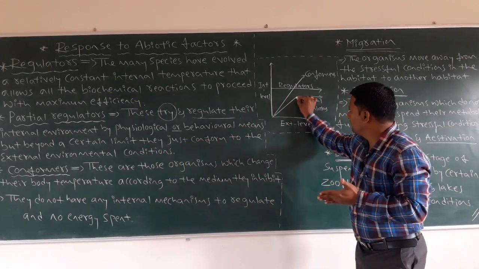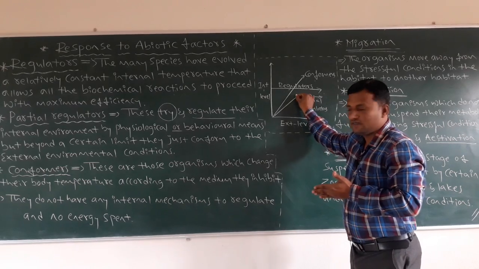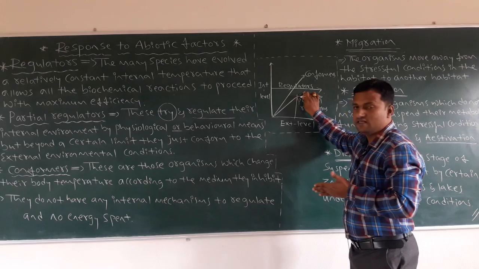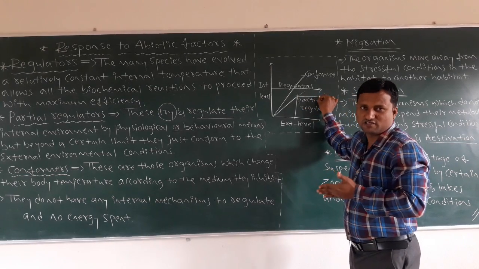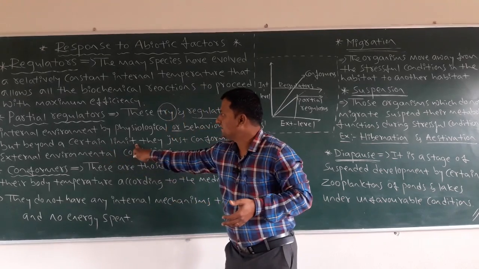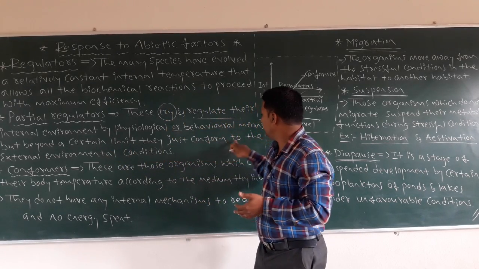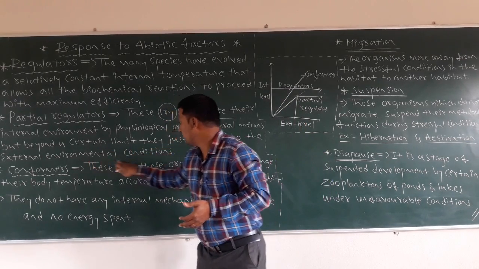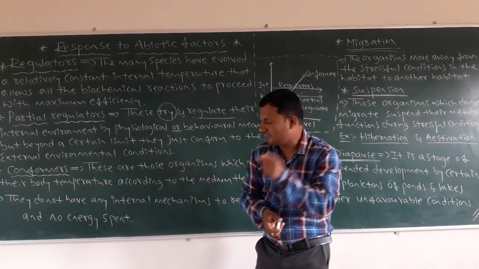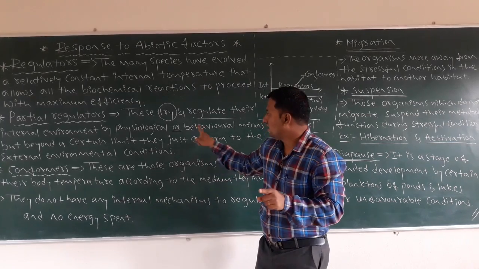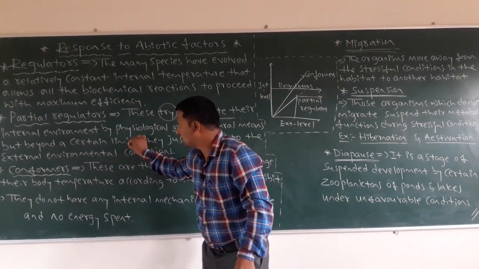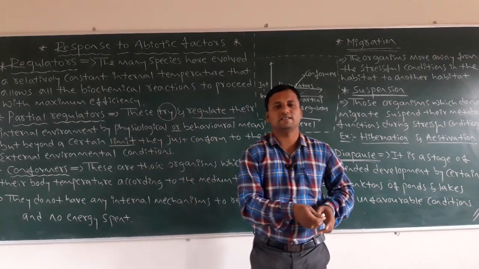That's why, up to one extent they give a response, and beyond the limit they are not going to respond, and then they become constant. So beyond a certain limit, they just conform to the external environmental conditions. See how it is: they regulate their internal environment physiologically or behaviorally, but beyond a certain limit. This word is very important here.